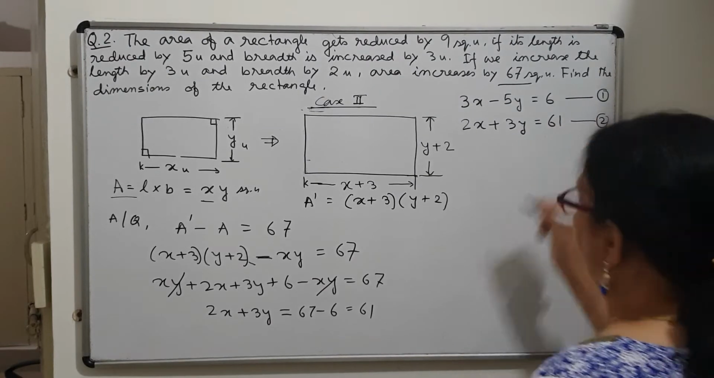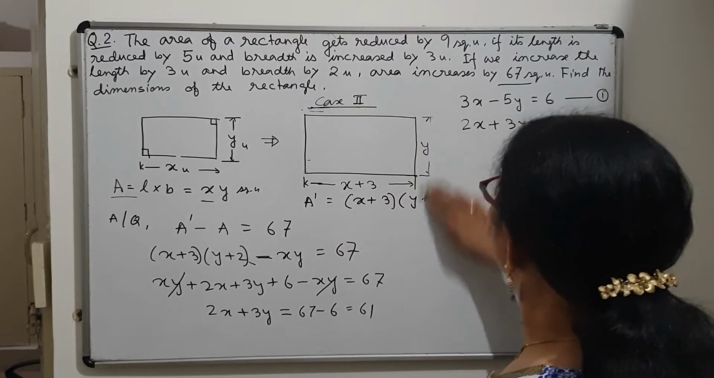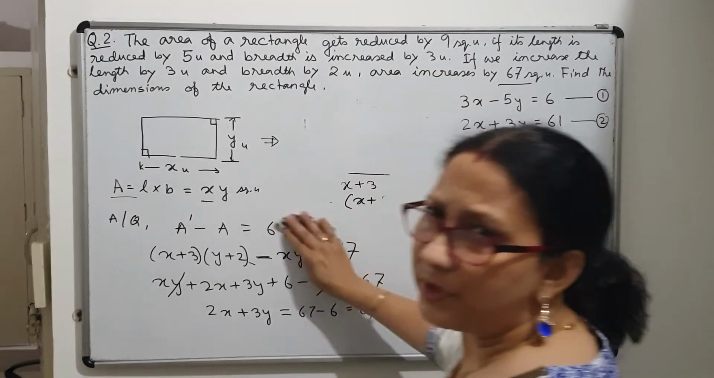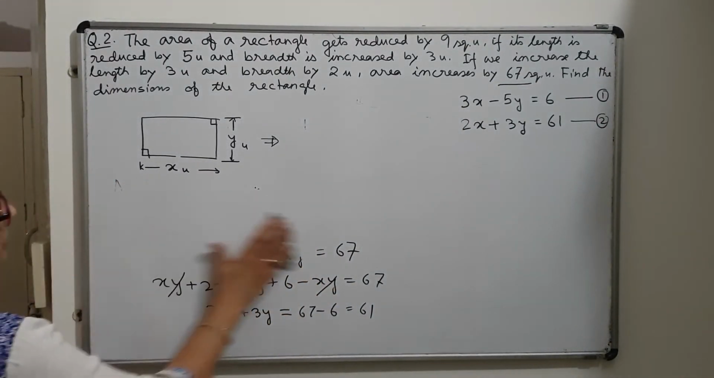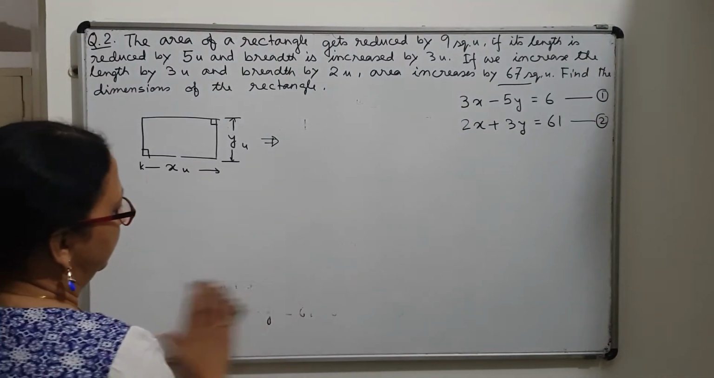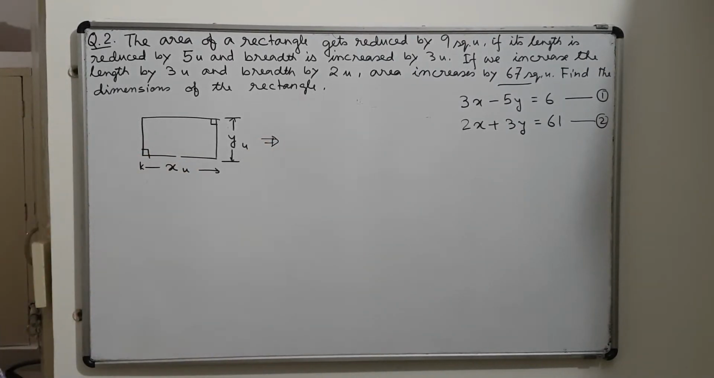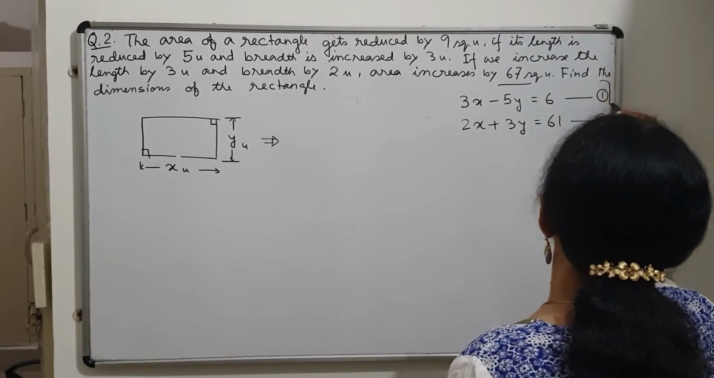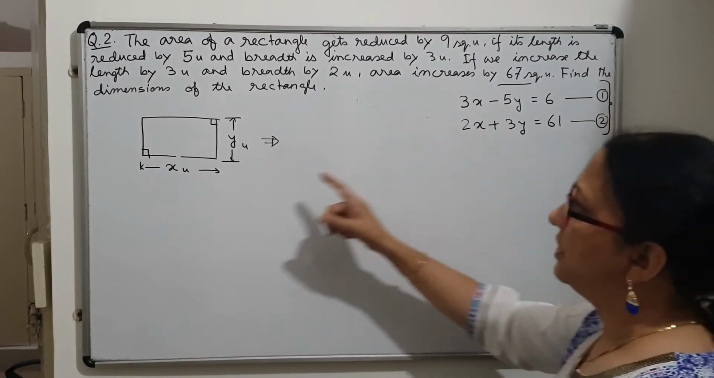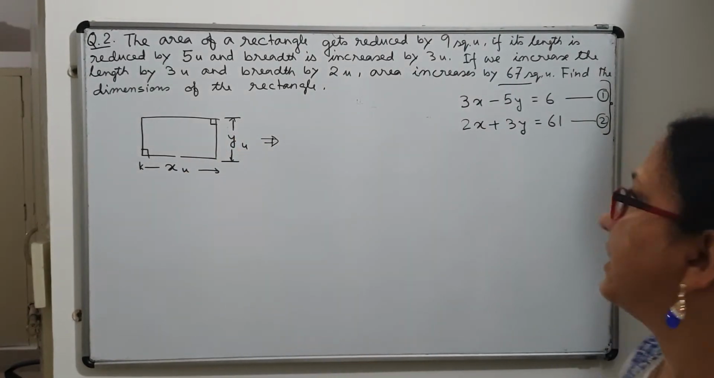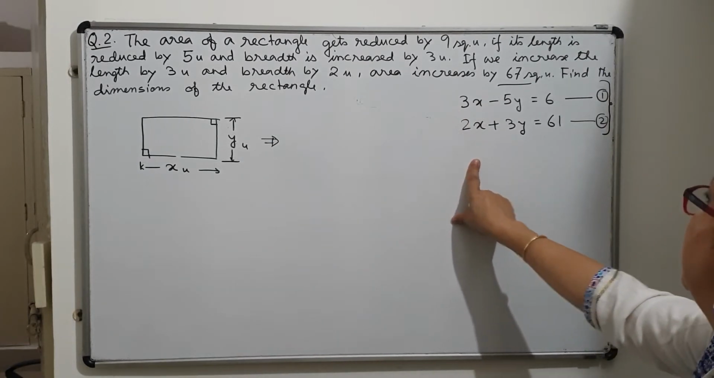This is the second equation I got from the next case. Let me now erase these things. These diagrams were necessary for visualizing the situation so that we can form correct equations. Thus I have formed a pair of linear equations in two variables. Now I have to solve them for the variables x and y, which are the dimensions of the rectangle we are asked to find.